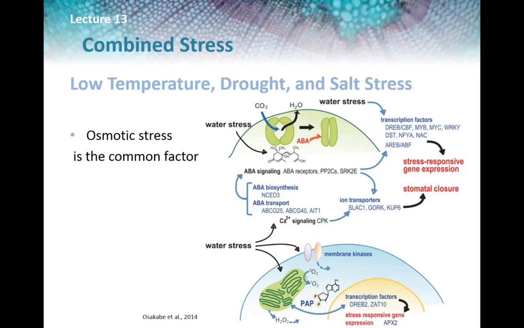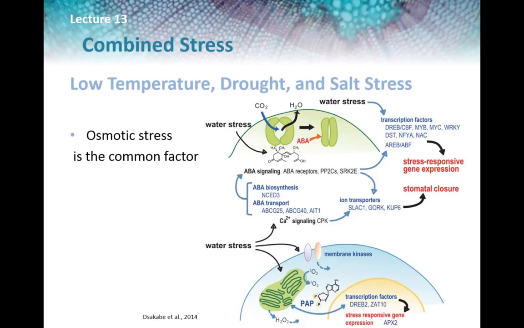If we look at the three stresses combined, low temperature, drought, and soil stress, we see that osmotic stress is the common occurrence with all three stresses. Soil drought and to some extent cold stress cause an increase in biosynthesis and accumulation of ABA, which can be rapidly catabolized following the relief of stress. ABA has a large role in osmotic stress.